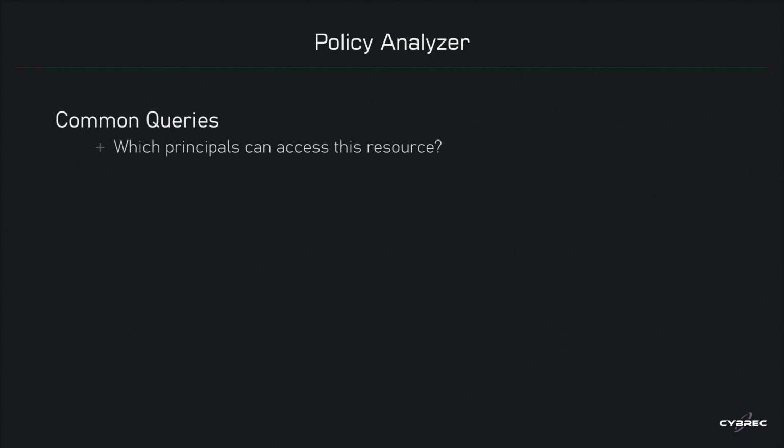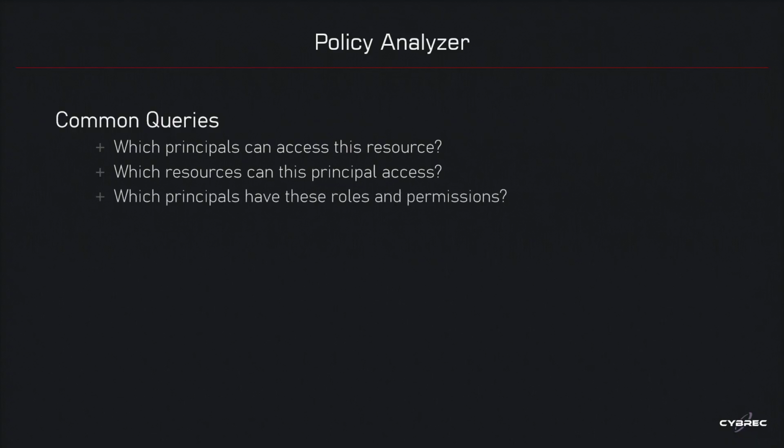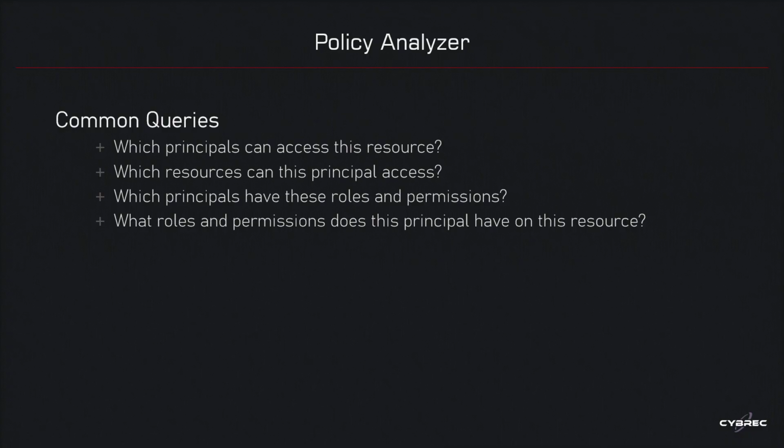Okay, some use cases for Policy Analyzer. Which principals can access this resource? This is obvious, like when you want to figure out who can access a given resource in the organization. I would also use it to see which resources a given principal can access, so kind of like the opposite. We can also check which principals, so who, have specific roles or permissions. And another use case is when you want to see exactly who has access to what at which level. That's some of the examples of how you could use this feature.